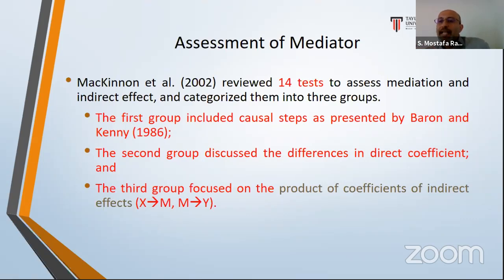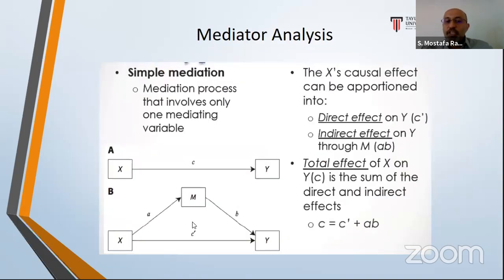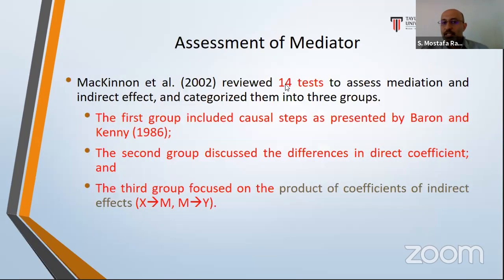Second group: assess the difference between direct effects, before and after including mediator. So we assess C minus C prime. This is the second group of methods for assessment of mediator among these 14 tests. But these 14 tests are not all. We have more tests for assessment of mediator, and these belong to one of these three groups.